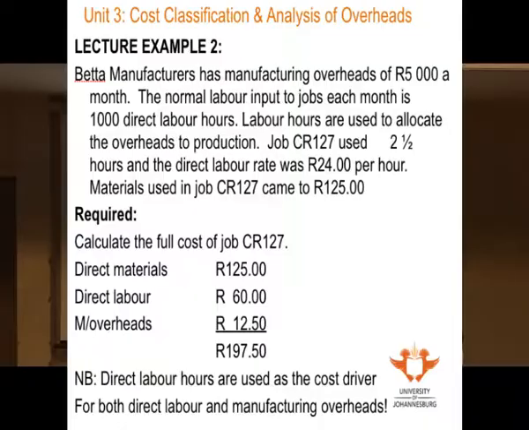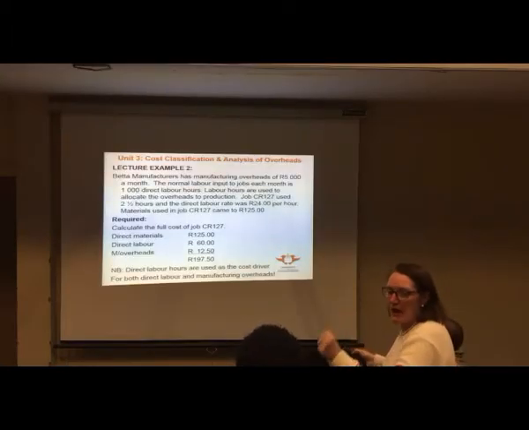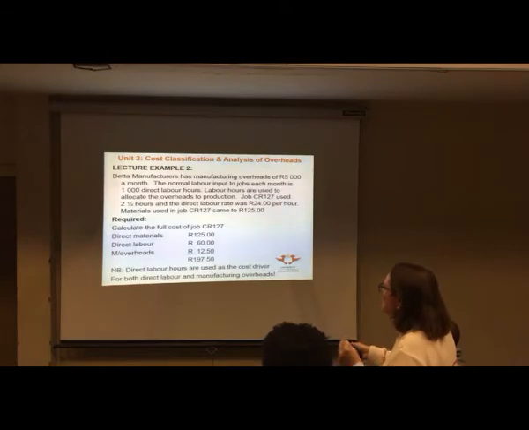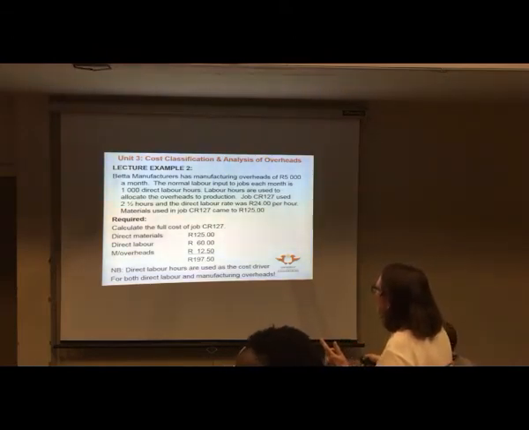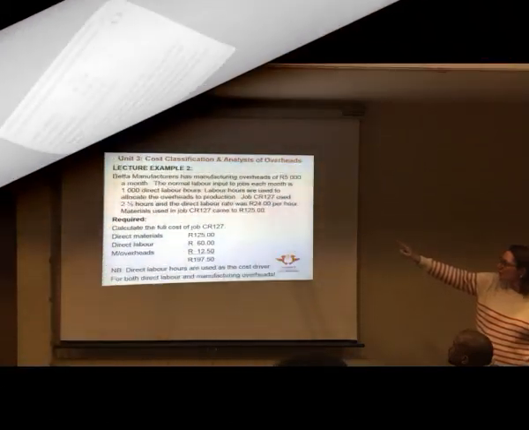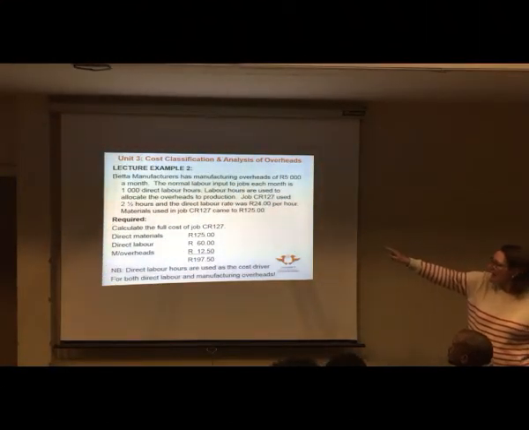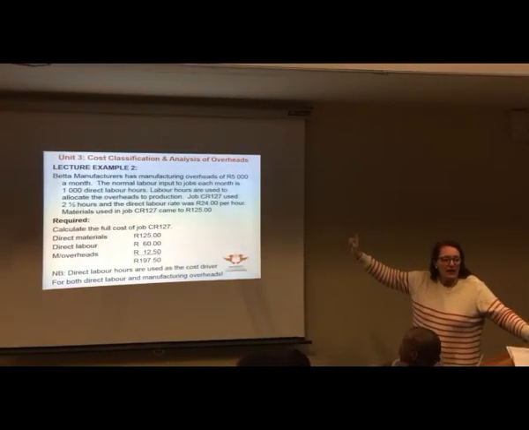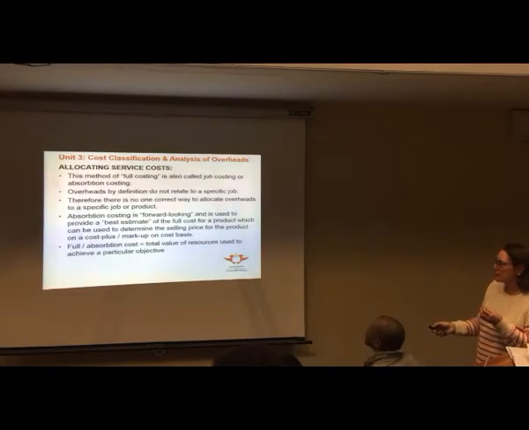Okay? And you take 5,000 divided by 1,000, which is 5 Rand per labor hour. This job used 2.5 labor hours. 5 Rand times 2.5 is 12 Rand 50, which gives you a total cost for this job of 197 Rand 50. So it told you labor hours are used to allocate the overheads to production. That means that labor hours is the cost driver. Also called absorption cost, okay?